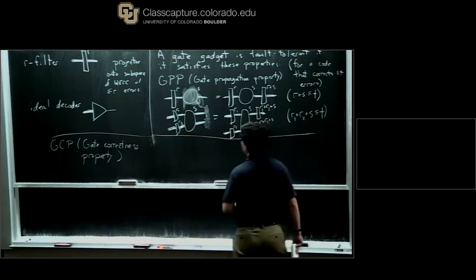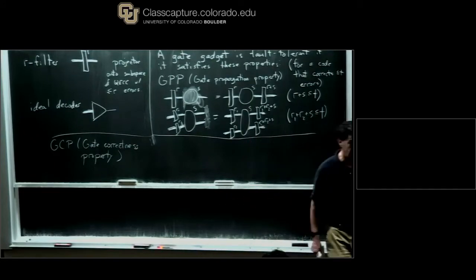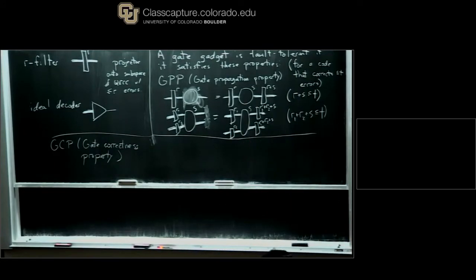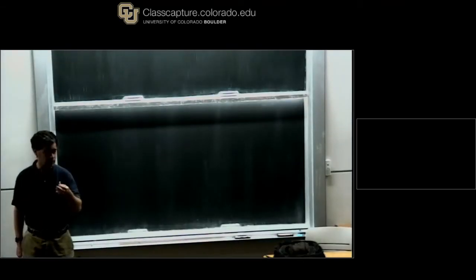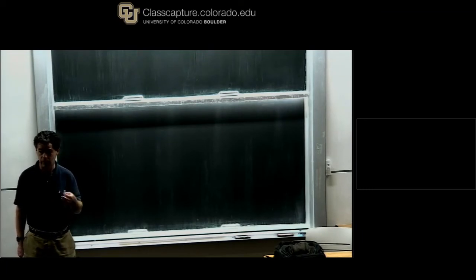So the gate propagation property was telling us that errors don't spread too fast, that we have the control of error propagation in these gadgets. The gate correctness property is going to tell us that the gate gadget does what it's supposed to do on the logical gate. Okay, obviously that's important, right?